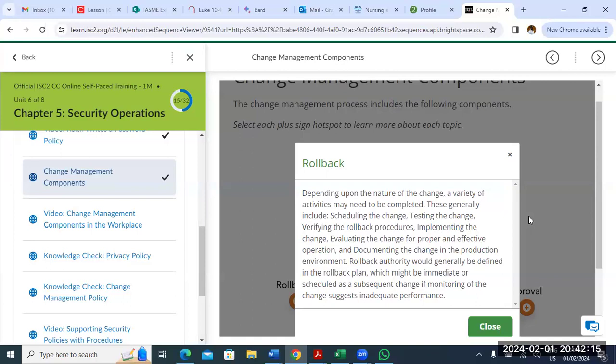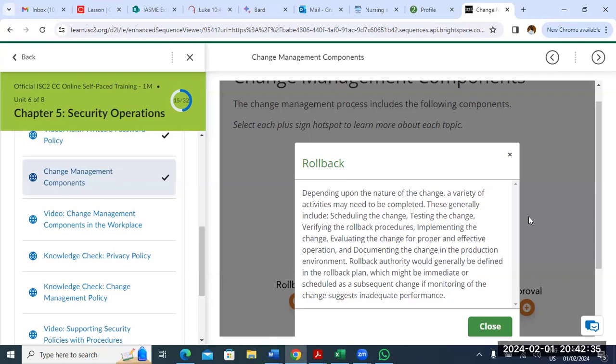These generally include scheduling the change, testing the change, verifying the rollback procedure. Rollback means that, okay, eventually it fails. Can we go back to our initial state? Implementing the change, evaluating the change for proper and effective operation, documenting the change in the production environment.